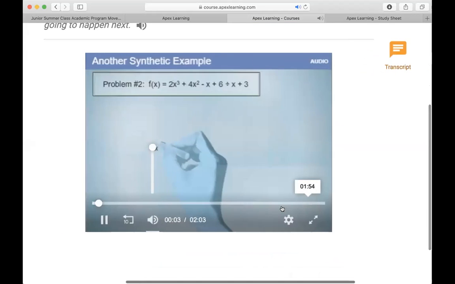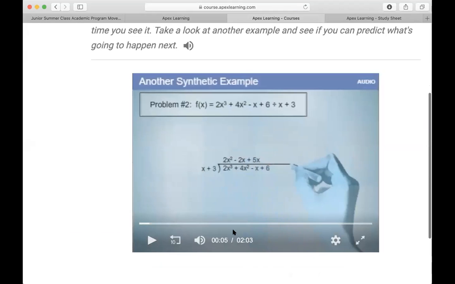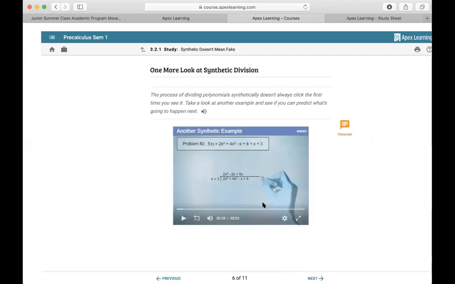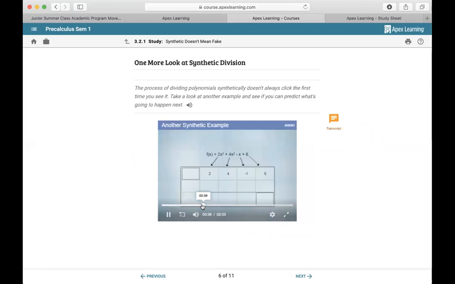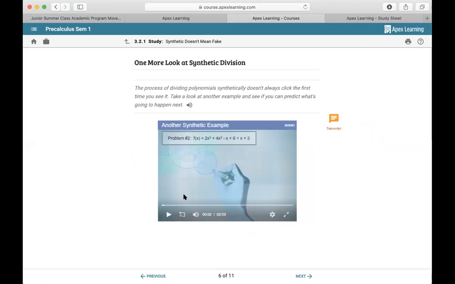Using long division, the process looks like this. Okay. And we'll skip through. And place okay. Next. Process looks. Sorry, pause.